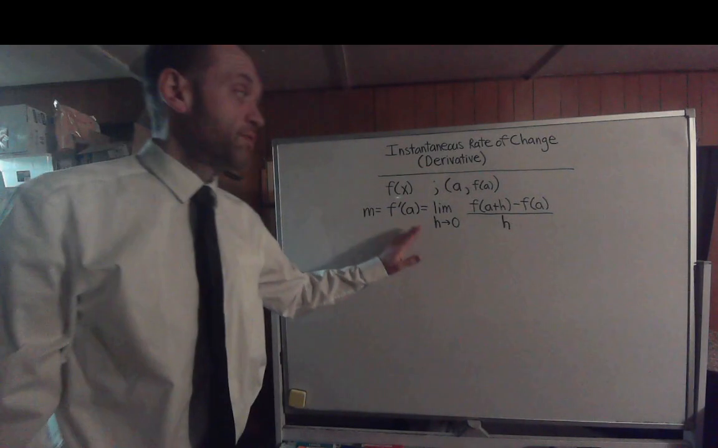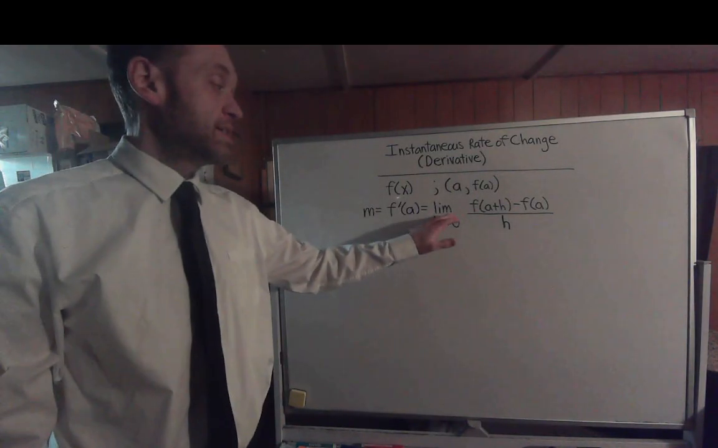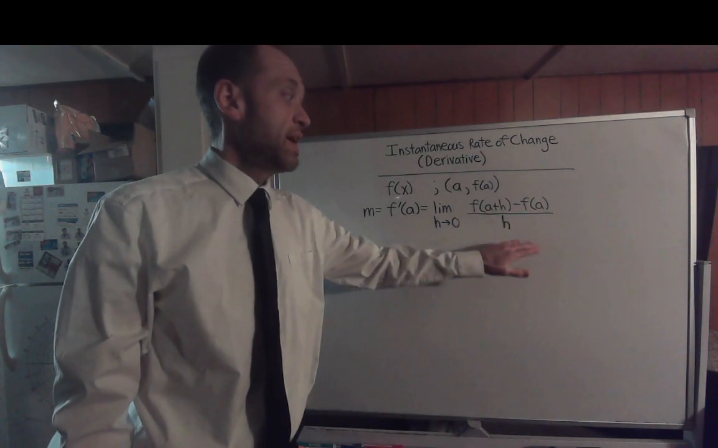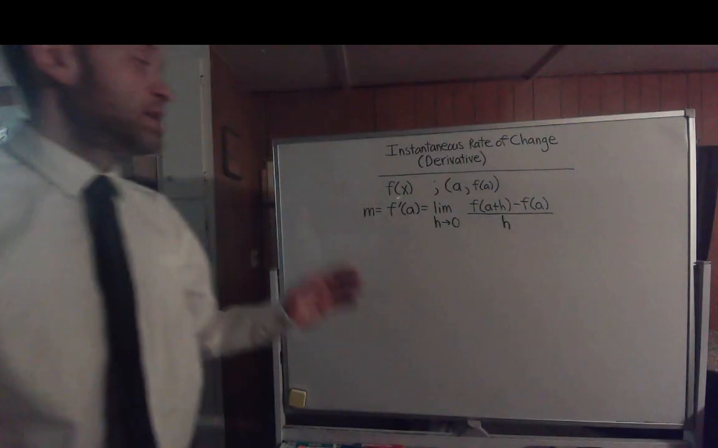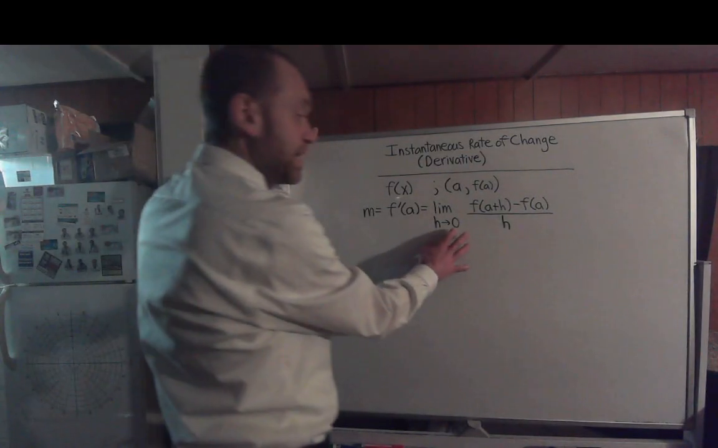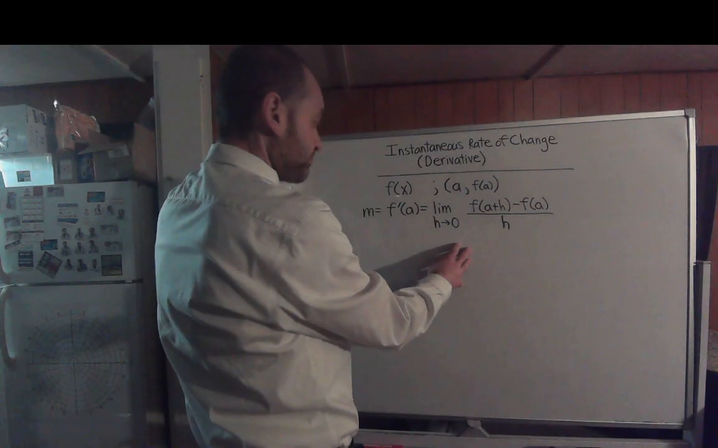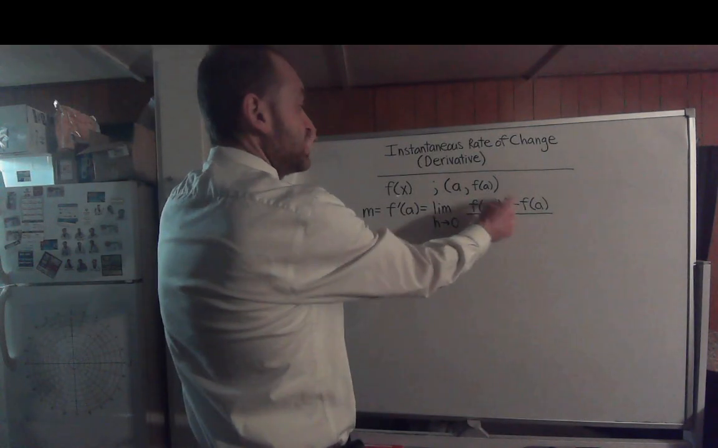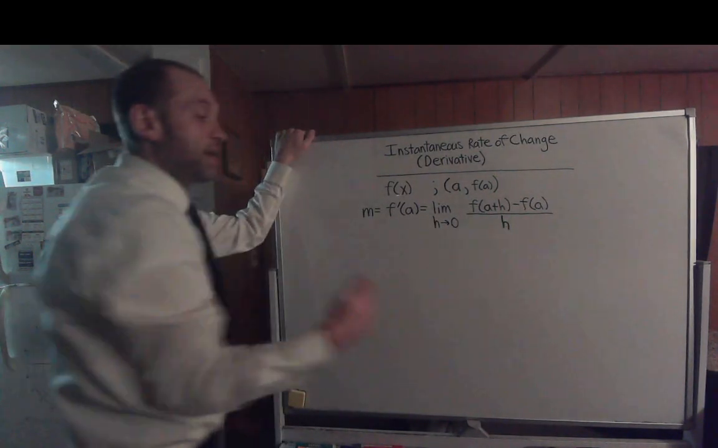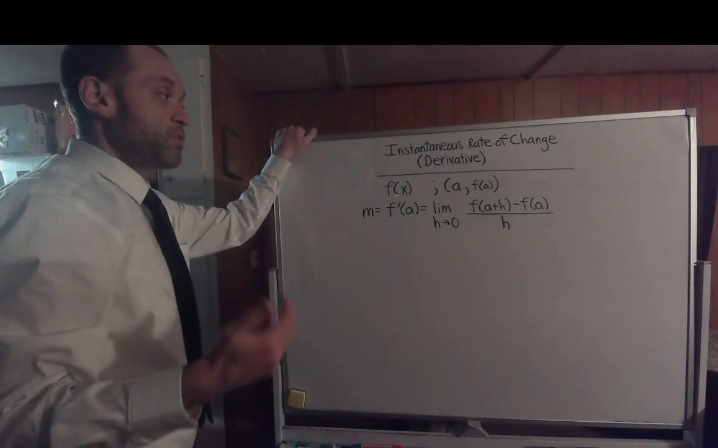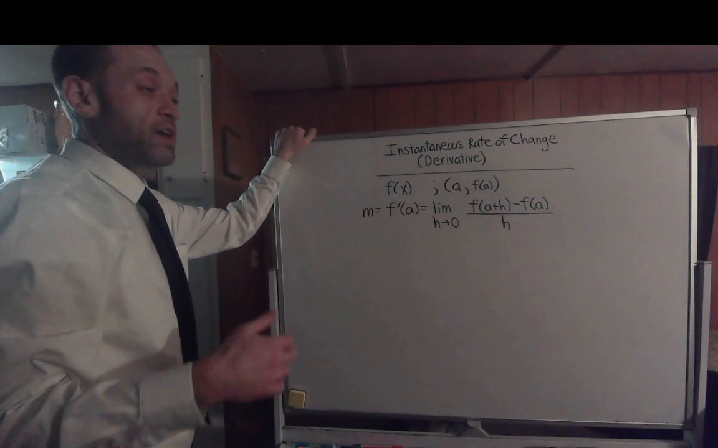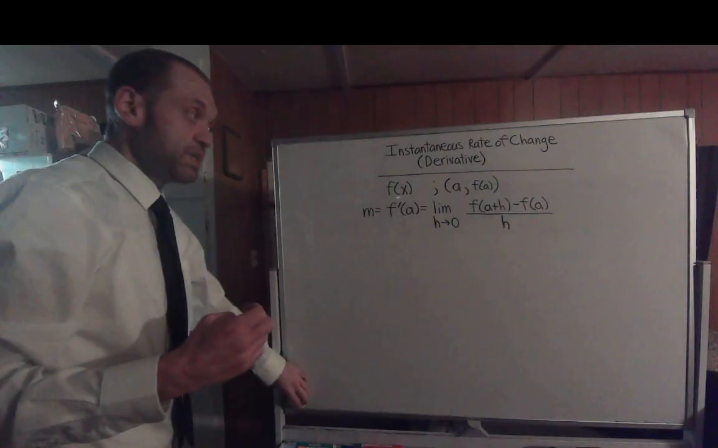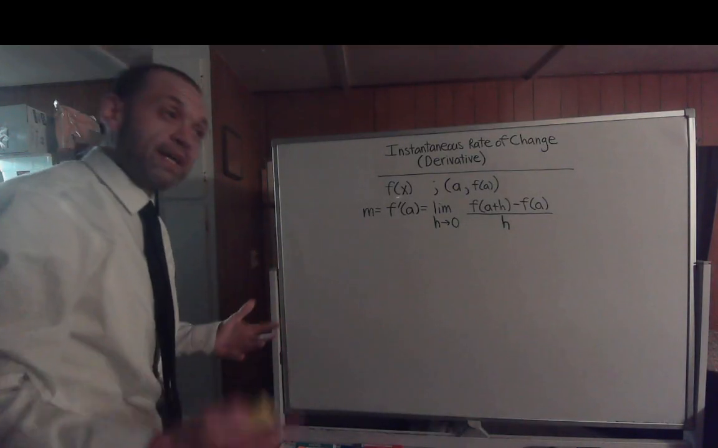The formula for the derivative is the limit as h approaches 0 of f of a plus h minus f of a, over h. So you're going to take the limit as h approaches 0 of that f value of a plus h minus the f of a itself, divided by h. That is the formula for the derivative of a function at a given x value. So we'll dive into a few examples of what that's going to look like.